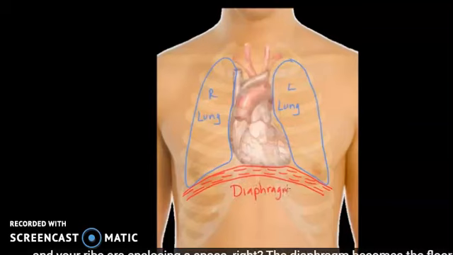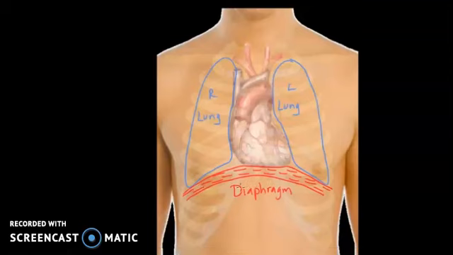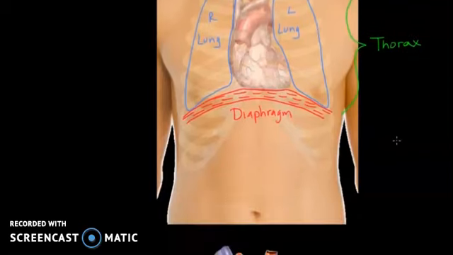Here comes the diaphragm, and the ribs enclose a space, right? This diaphragm becomes the ceiling or the wall space for all these things. These organs put together are called the thorax, which constitutes the lungs, heart and the diaphragm.